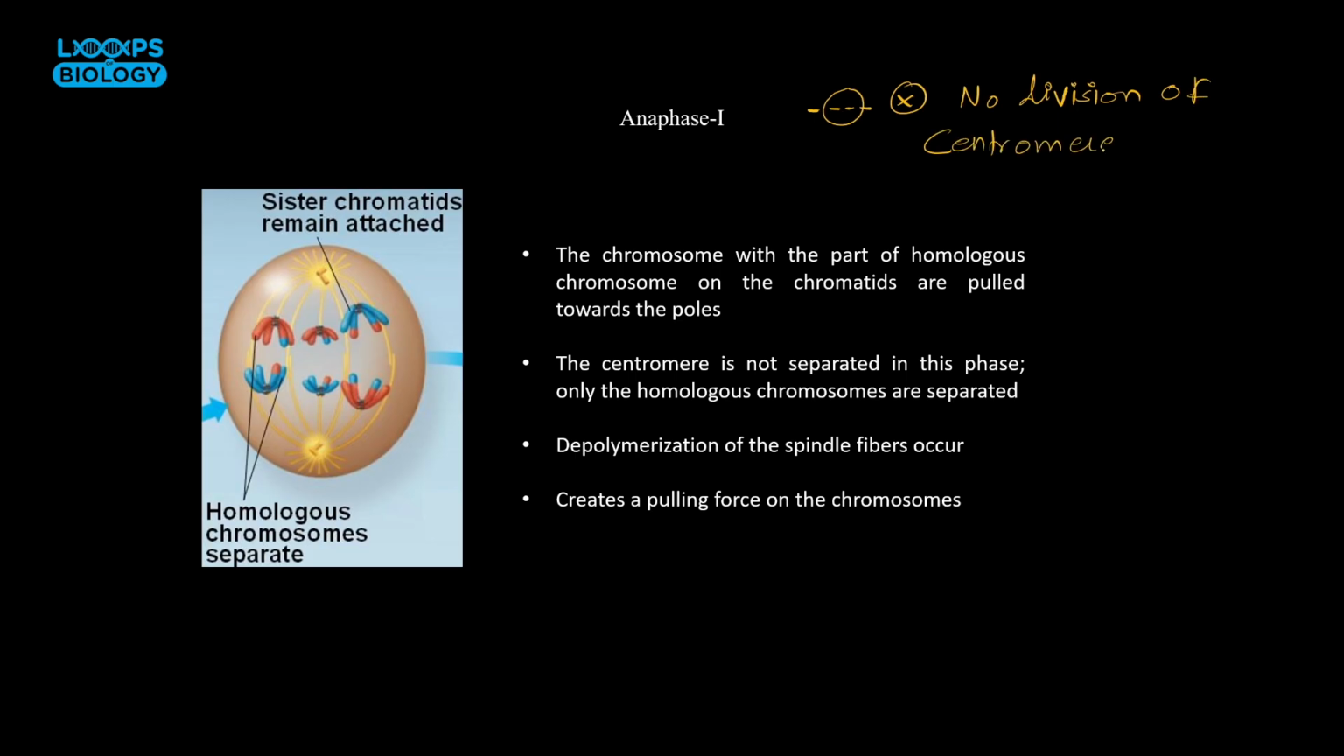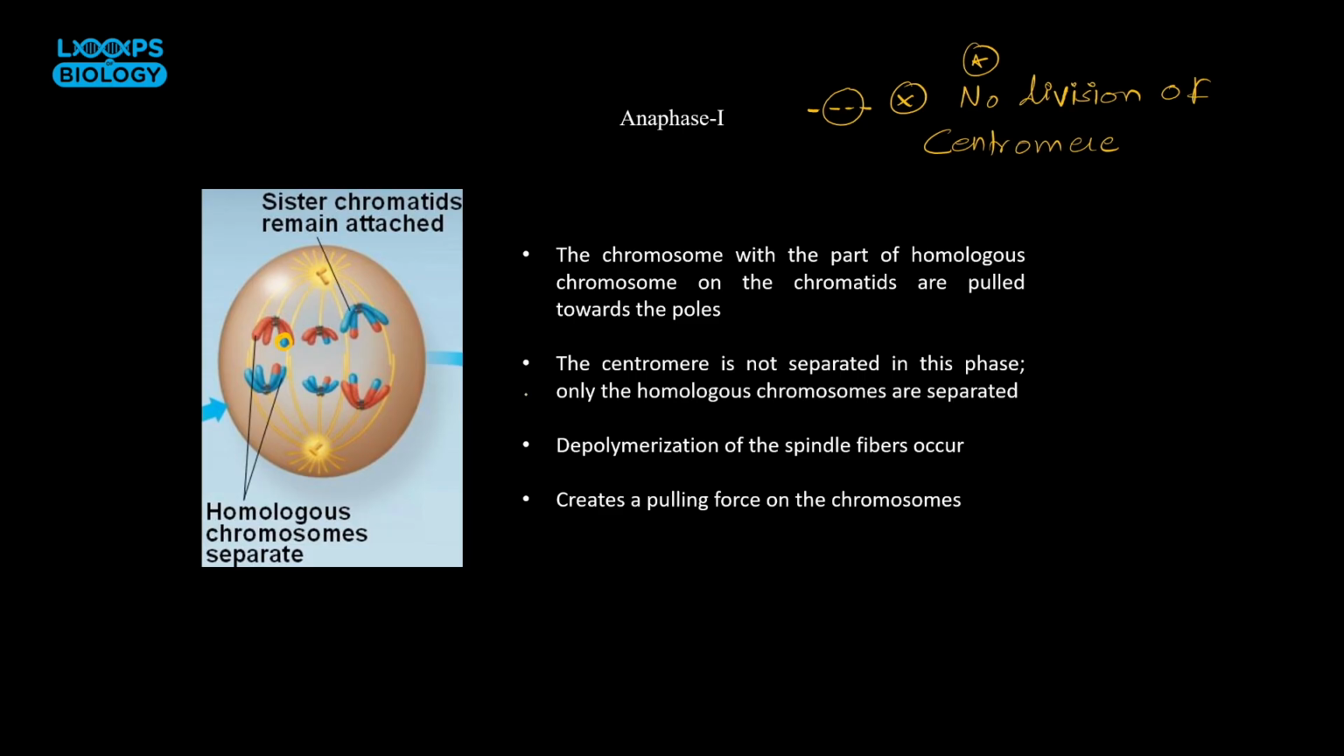That is the only trick, or the tricky question, that can be asked inside your anaphase. Based on assertion and reason type questions or statement wise questions in the NEET, this is one of the hot topics, one of the important topics we should know about anaphase 1. The chromosome with a part of the homologous chromosome on the chromatid, that means if this is a complete red chromosome, there is a part of blue chromosome as well. This has taken place because of the recombination process. So now the chromosome with the part of its homologous chromosome is pulled towards the pole.